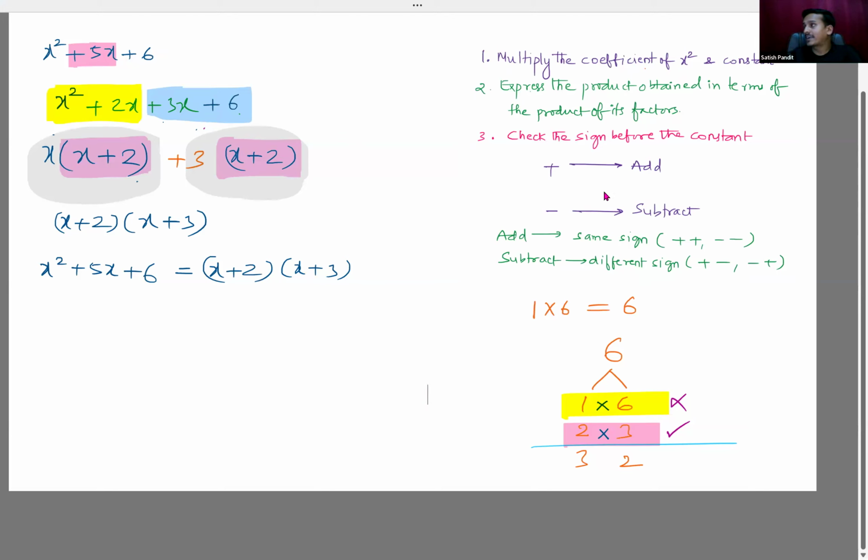And once you know how to factorize, you can easily find the zeros of a quadratic polynomial. You can do anything, okay? Factorization is the most important part, and many people get confused here only, okay? Next question.